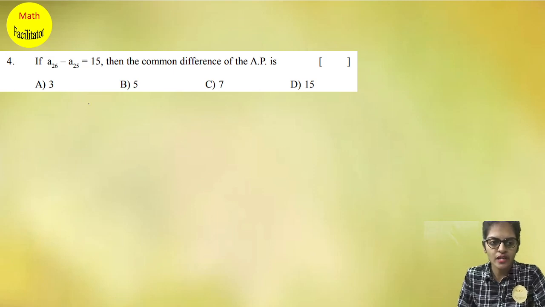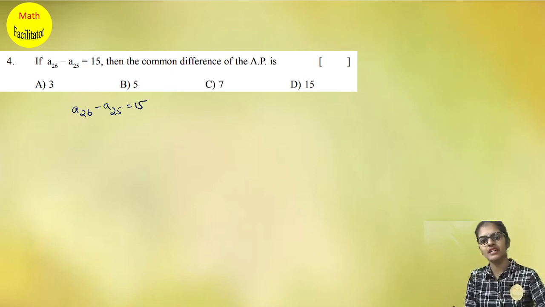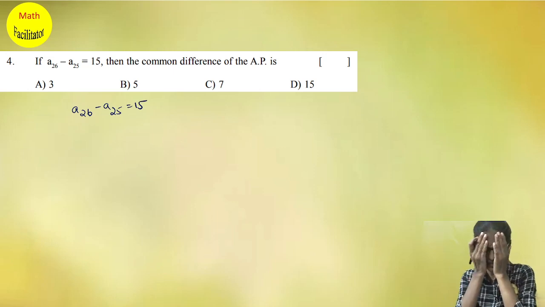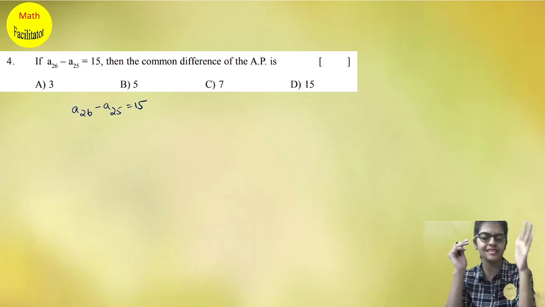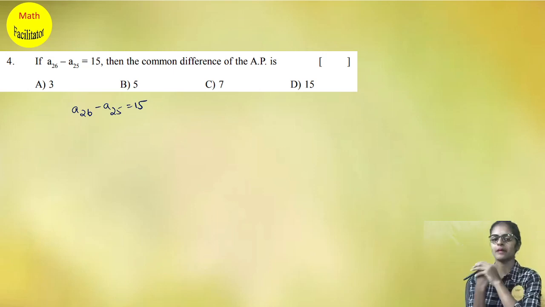Okay. So A26 minus A25 is 15. Then the common difference of the AP is, such an easy question. This is actually a Part B question. Who will tell me the answer?